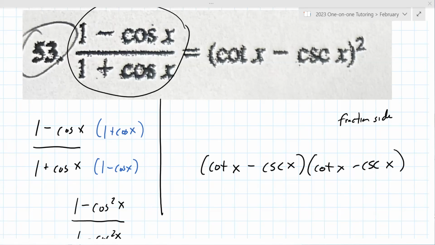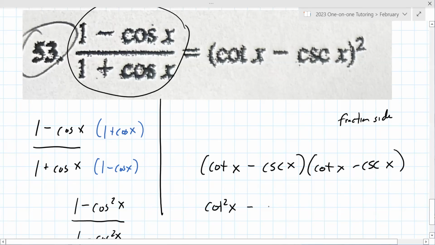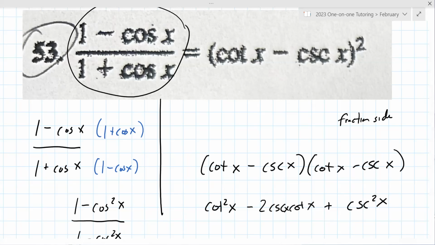Is it cotangent squared x plus, or wait, cotangent squared x plus cotangent x times cosecant x? It's minus, because the cotangent times the cosecant gives you minus. It's minus 2. And the order doesn't matter. I think you said cotangent, cosecant. Yeah, I forgot to combine them. Okay, got it.